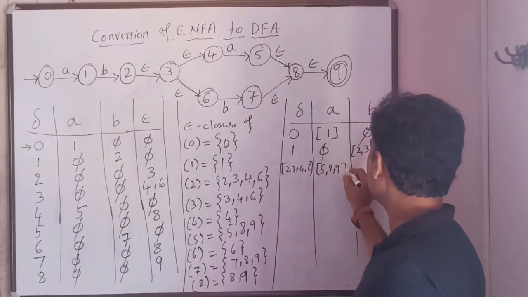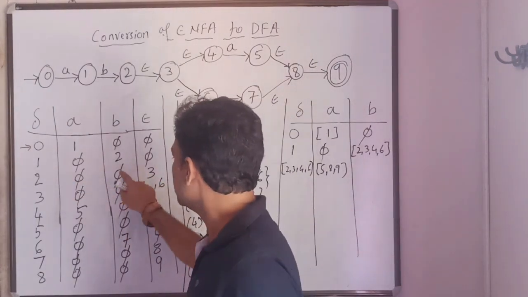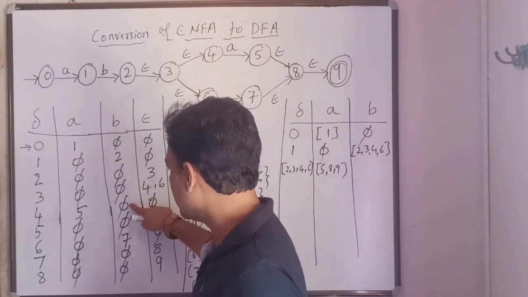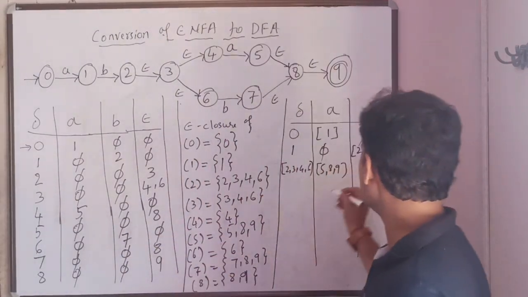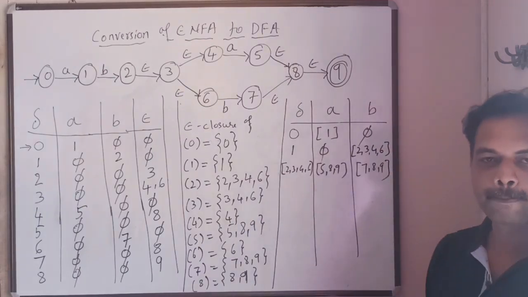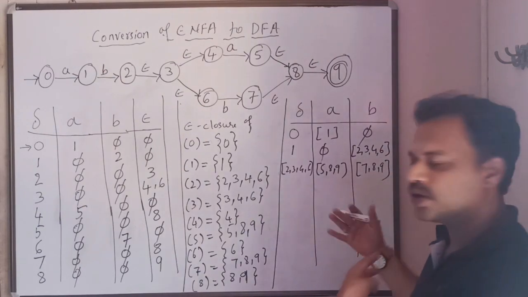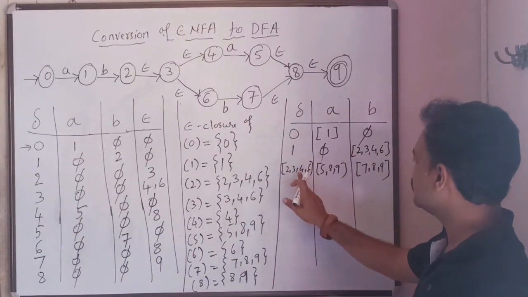Similarly, 2, 3, 4, 6 on B. See, it is null, null, null, and it is 7. So what is 7's epsilon closure? It is 7, 8, 9. So this is how we are going to build the transition table. Now we are done with 0, 1, 2, 3, 4, 6.